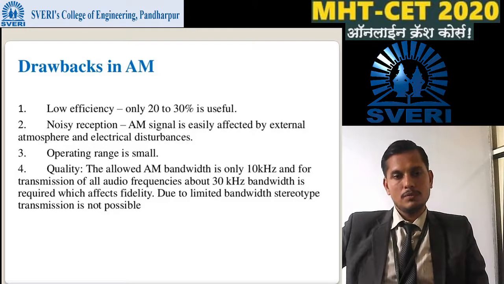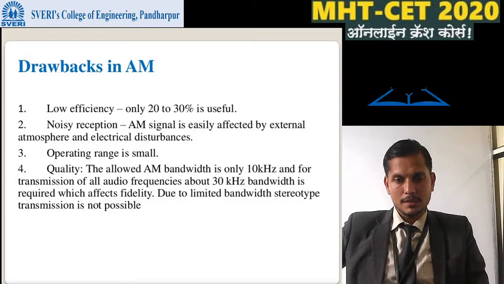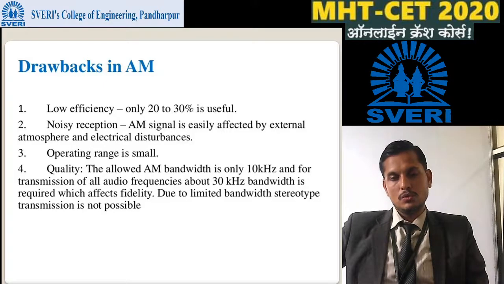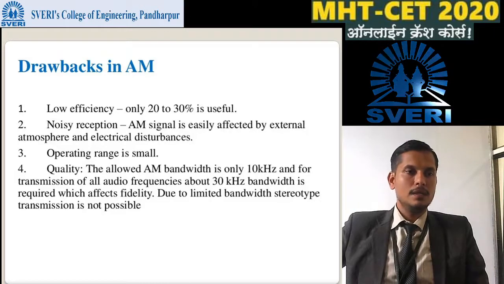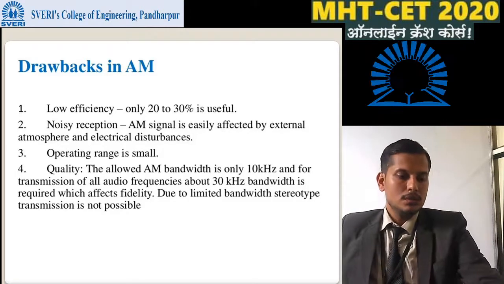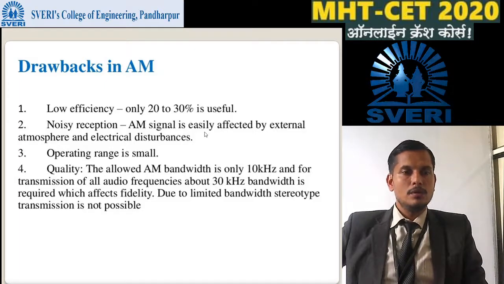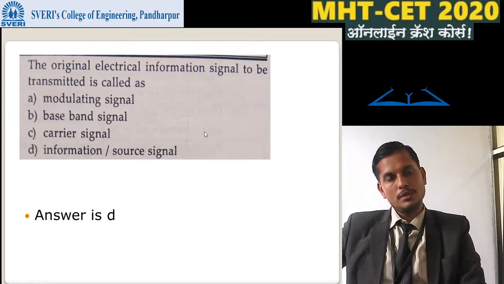So if we observe, some of the drawbacks are there. Due to its low efficiency, it catches the noise, its operating range is small, and we have to check the quality. So we have to work on that, and then we can use these things for communication. Now we have to discuss some MCQs.